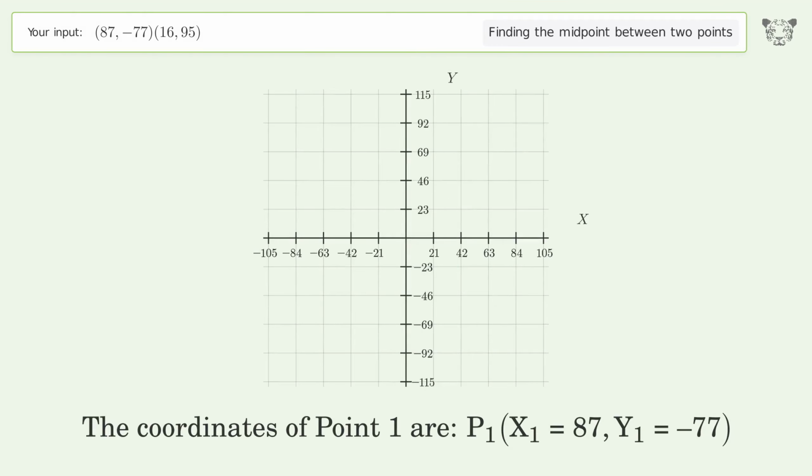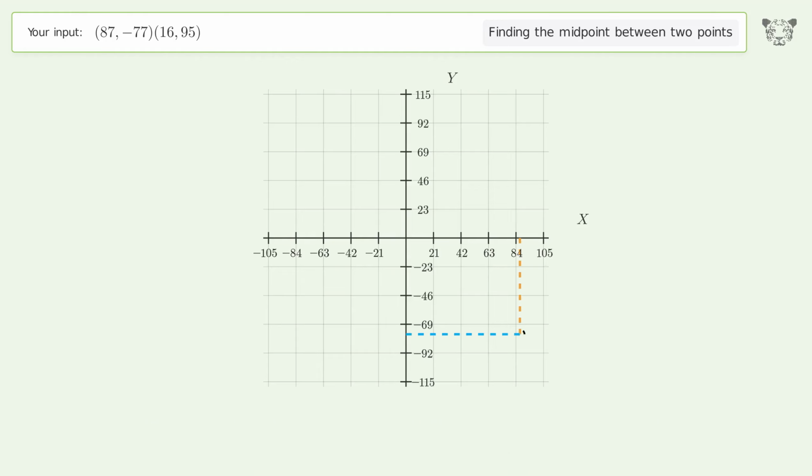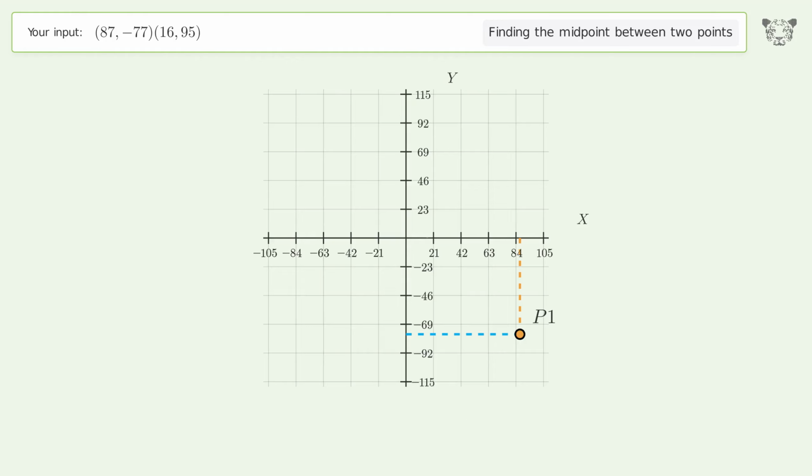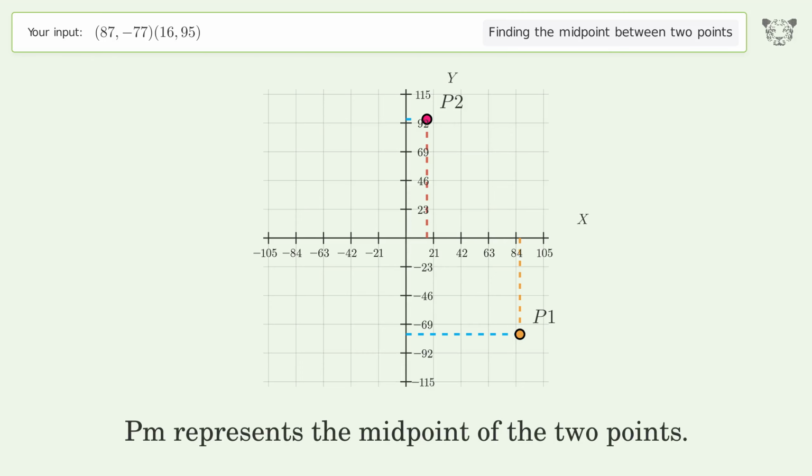The coordinates of point 1 are x1 equals 87, y1 equals -77. The coordinates of point 2 are x2 equals 16, y2 equals 95. PM represents the midpoint of the 2 points.